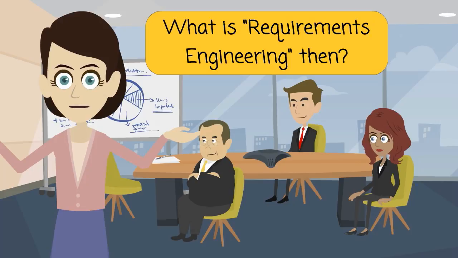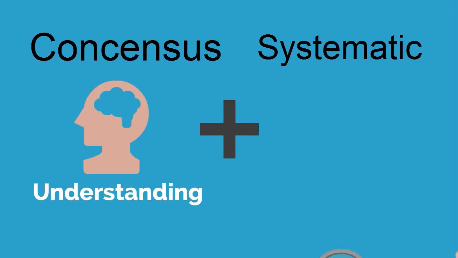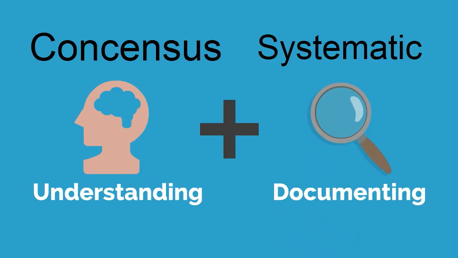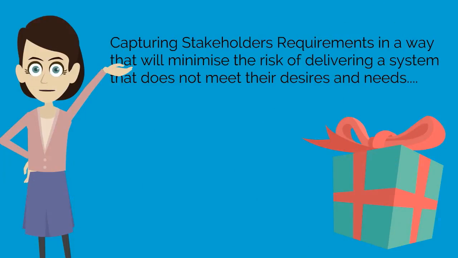Now we are getting to the important question: what is requirements engineering then? Requirements engineering is defined as a systematic and disciplined approach to the specification and management of requirements with specific goals. Firstly, knowing the relevant requirements, achieving a consensus among the stakeholders about these requirements, documenting them according to given standards, and managing them systematically. Secondly, understanding and documenting the stakeholders' desires and needs, then specifying and managing requirements to minimize the risk of delivering a system that does not meet the stakeholders' desires and needs.